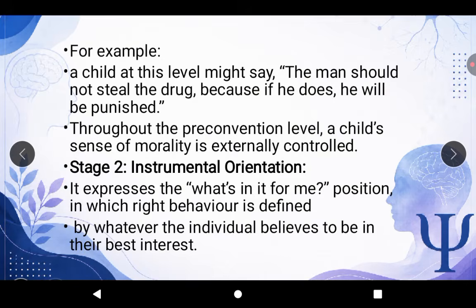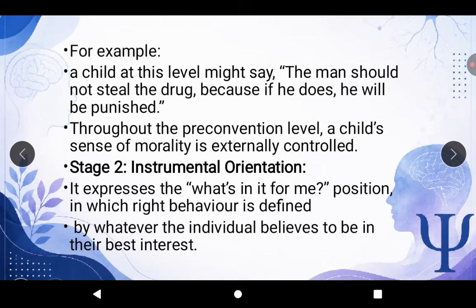All right, another example. A child at this level might say the man should not steal the drug because if he does, he will be punished. So this man is accountable for stealing and liable for punishment. That is the pre-convention level, where a child's sense of morality is externally controlled. A child would say the man who stole the medication is wrong and should be punished.